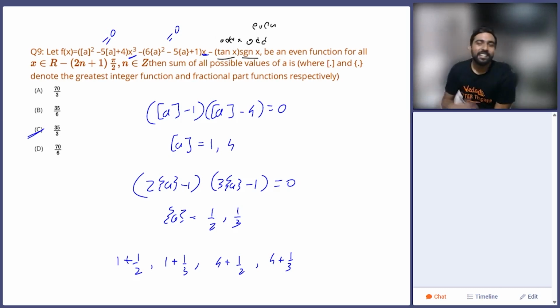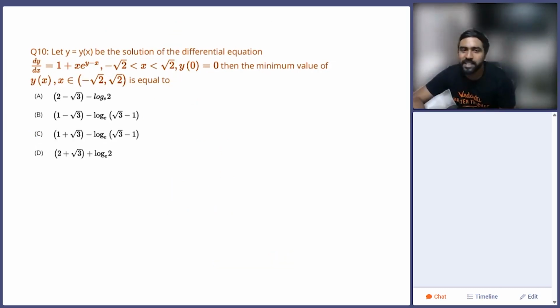Okay. Got it, everyone? Very simple, basic logic question. Again, this question is absolutely doable. Okay, no problems over here. You should have absolutely tried this one out.